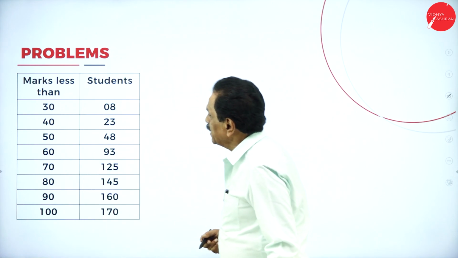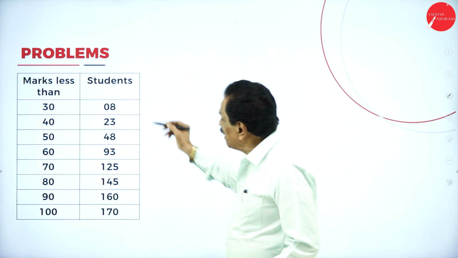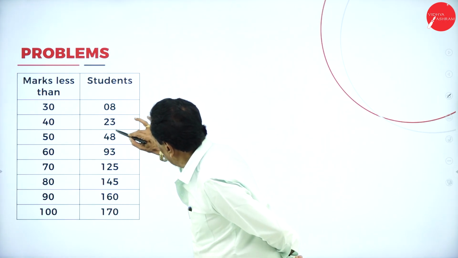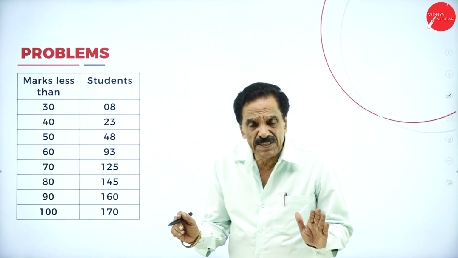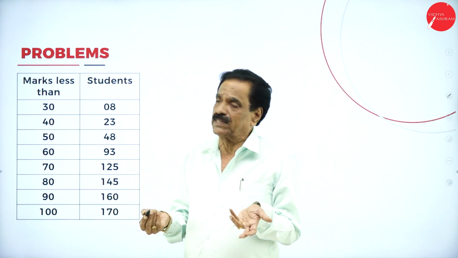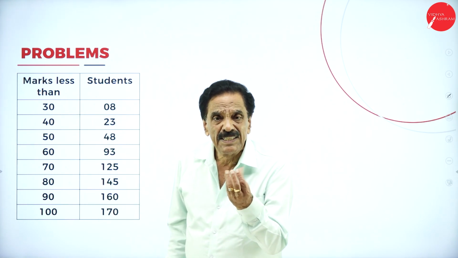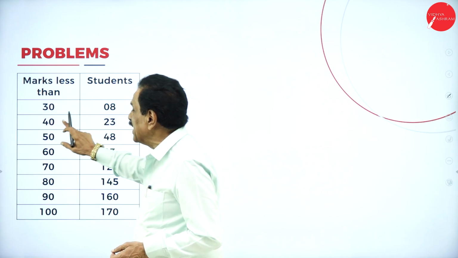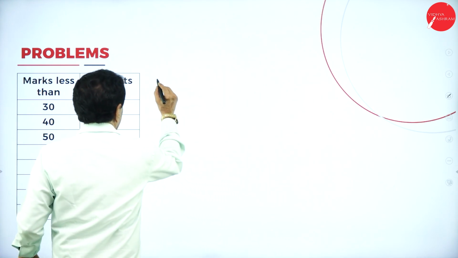Here, marks are less than 30, less than 40, less than 50. If you see the number of students on the board: 8, 23, 48, 93, all are increasing. It is not the frequency. It's a cumulative frequency that should be converted into a frequency. So less than 30, 30 to 40, how much difference is there? 10. So deduct the 10, it becomes 20 to 30. Deduct 10, 30 to 40. The class starts now.